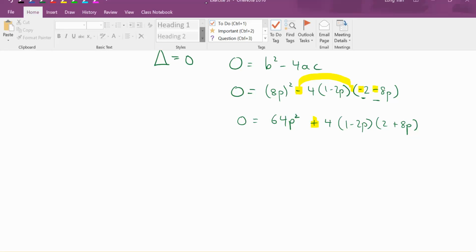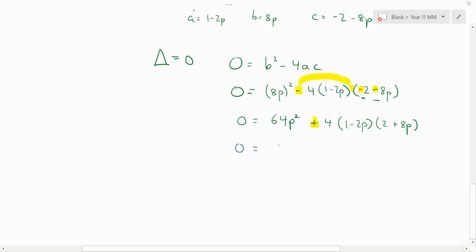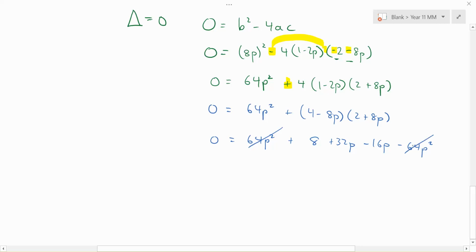And then I'll expand it from here again, same thing. This is now 64p squared. This becomes plus 4 minus 8p multiplied by 2 plus 8p, which now becomes 64p squared plus, and let's expand this. So 4 times 2 is 8. 4 times 8p is plus 32p. Minus 8p times 2 is minus 16p, and that's minus 64p squared. Okay, conveniently 64p squared cancels out with 64p squared there, and I get 32p minus 16p, which works out to be 16p, and I've got a plus 8 here.